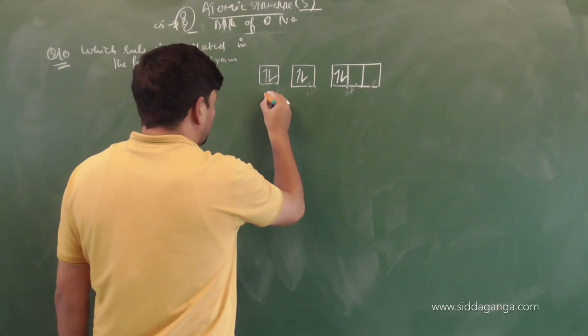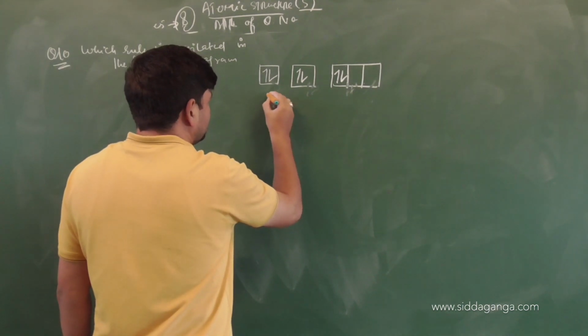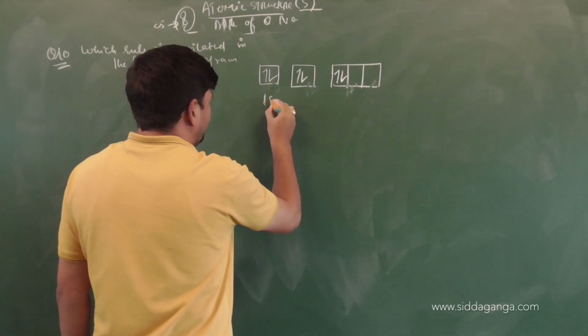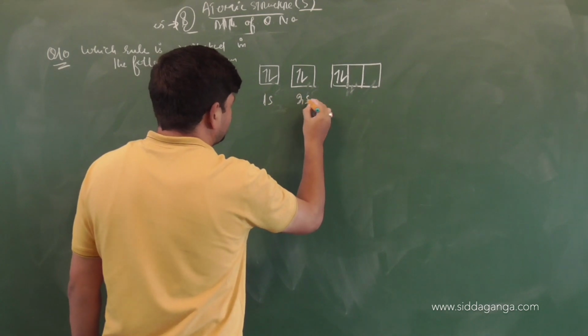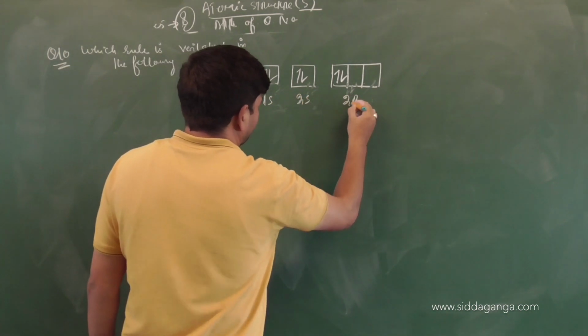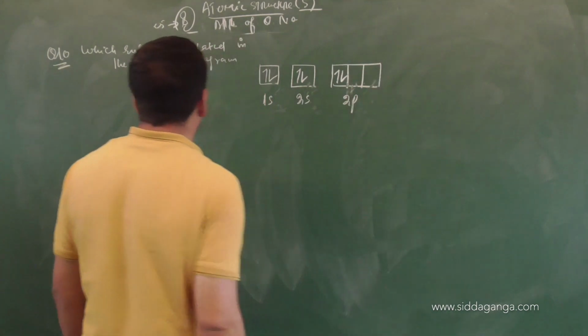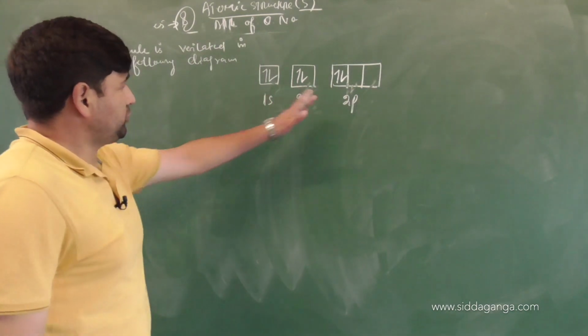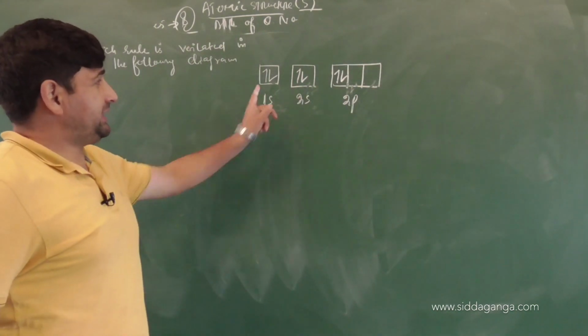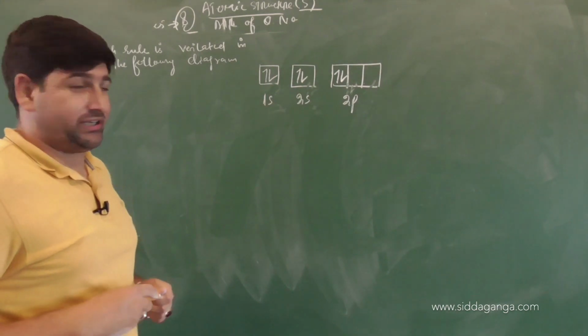Okay, so you got 1s, you have 2s, then you got 2p. We have 2px, 2py and 2pz. So this is the diagram which is given to you. So in this diagram, which rule is violated?